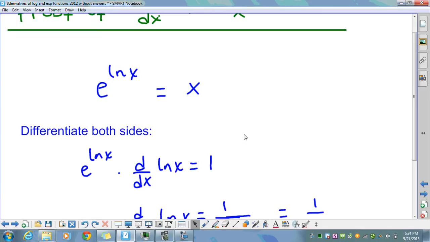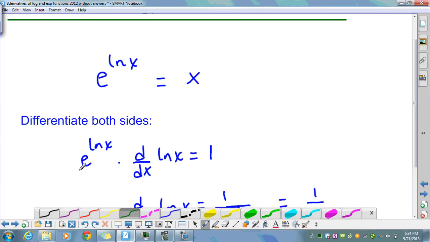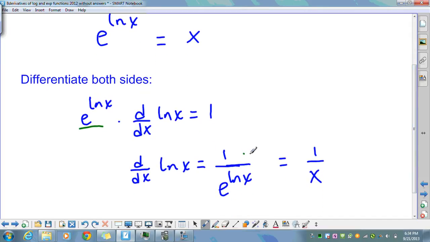Now remember what we're trying to solve. We're trying to solve for the derivative of ln x. That's what we're trying to figure out. So let's divide both sides by this, because we want to solve for this quantity. Divide both sides by e to the ln x. In the next step, you will see I have 1 over e to the ln x, and on this side, it has disappeared.